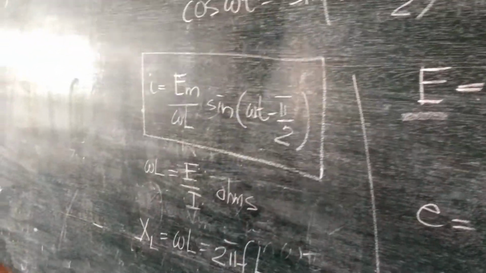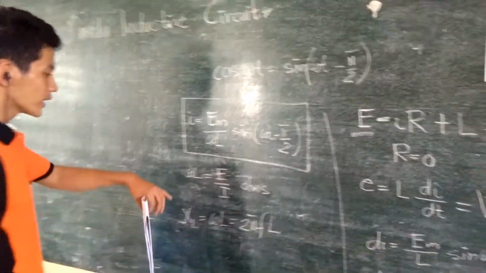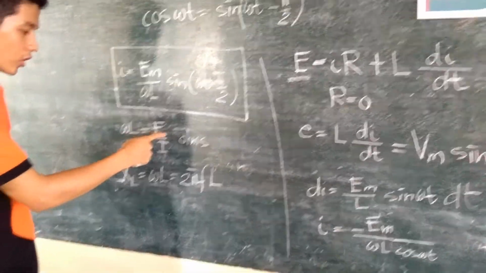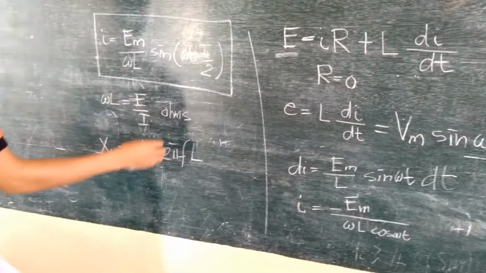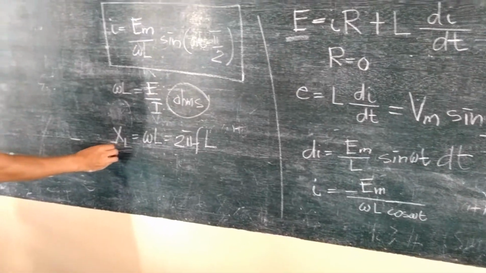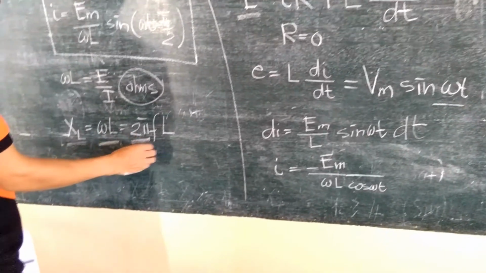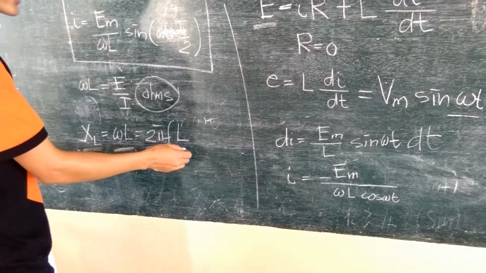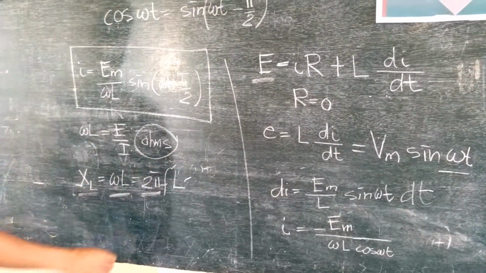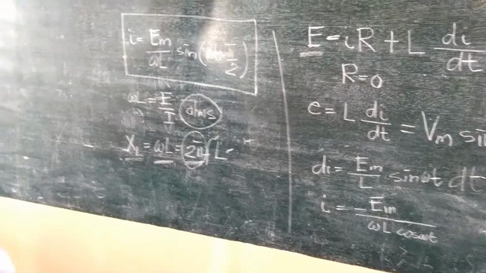Now, as discussed earlier in the last chapter, inductive reactance is equal to omega L, which is also equal to the voltage over current. Therefore, its unit will be in ohms. Inductive reactance is equal to omega L, which is also equal to 2 pi times the frequency times the inductance. The L here is in Henry, the F is in Hertz.